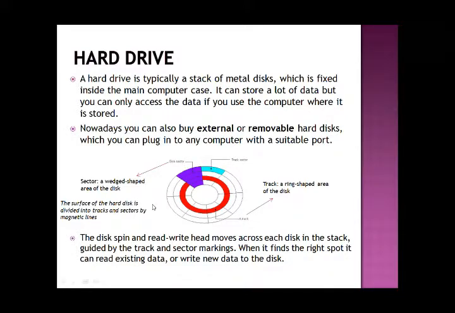So the surface of the hard disk is divided into tracks and sectored by magnetic lines. So the disk spin and read-write head moves across each disk in the stack, guided by the track and sector markings. When it finds the right spot, it can read existing data or write new data to the disk.